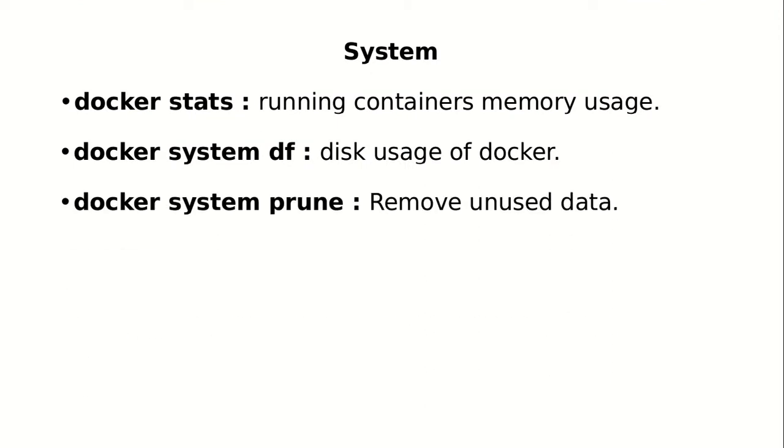The next command we have is docker system prune. Now this command is used to remove any unused data. Any data that you're not utilizing or not attached to any container will be removed. You will have to be very careful with this command because this is irreversible. So if you delete something, you will not be able to recover the data again.